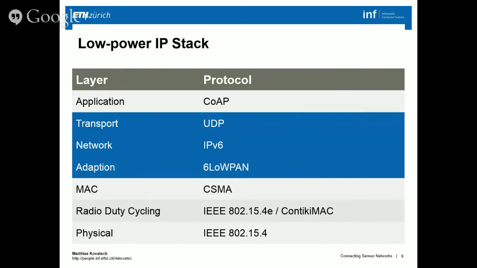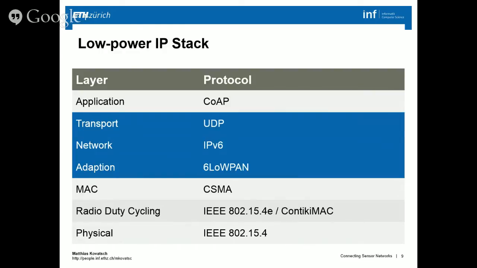And to make this work on these small platforms, you have this small adaptation layer basically below IPv6. And that's 6LoWPAN. It's basically IPv6 for low-power wireless personal area networks. Pretty awkward acronym. It's a long term. So 6LoWPAN is an adaptation layer to make IPv6 work in these constrained environments.